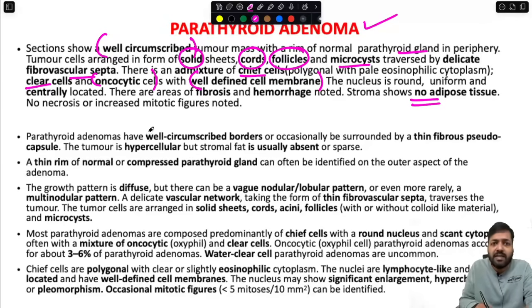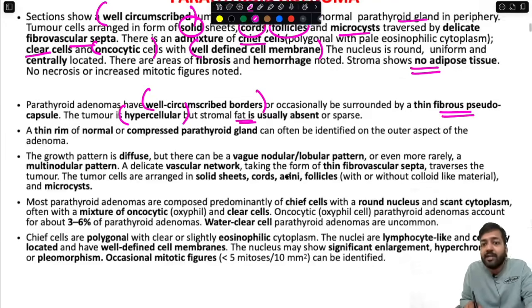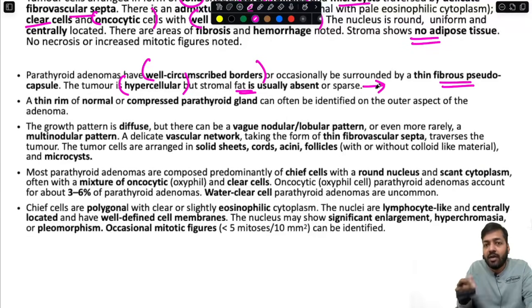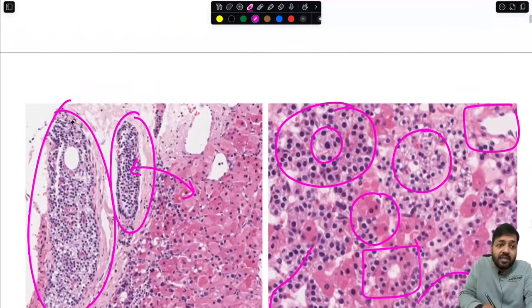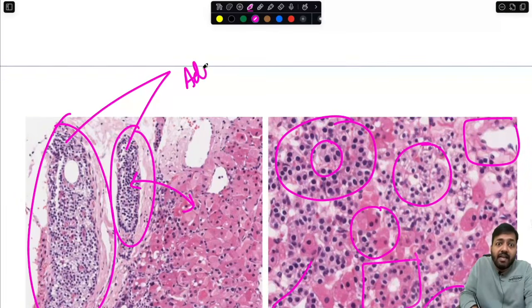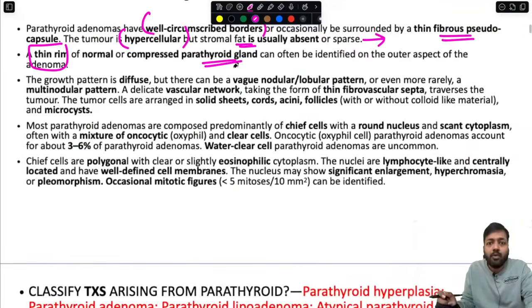Parathyroid adenomas have well circumscribed borders or occasionally are surrounded by a thin fibrous pseudocapsule. The tumor is hypercellular, but stromal fat is usually absent or sparse. This is in contrast to the normal parathyroid, which has a good amount of stromal fat. In both hyperplasia and adenoma, the stromal fat is scanty. A thin rim of normal or compressed parathyroid gland can be identified on the outer aspect of the adenoma. This thin rim points towards an adenoma. It is not present in hyperplasia. Remember this point.